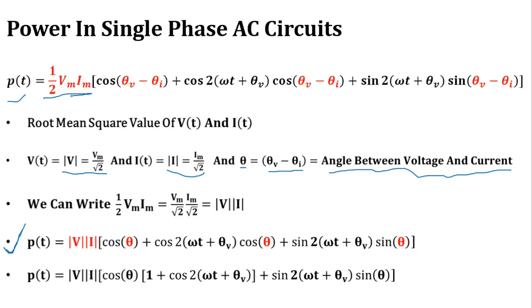First, 1/2 Vm Im is equal to |V||I|. Again, θV − θI is equal to θ. Over here we also have θV − θI, so again I will replace it by θ, and in the last term, sin(θV − θI), we will simply write sin θ.